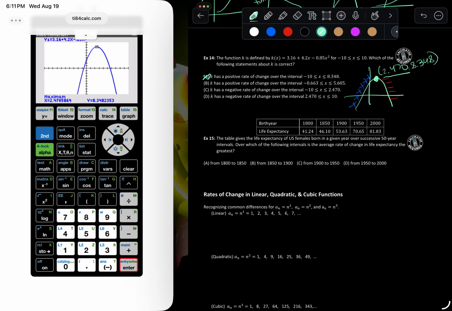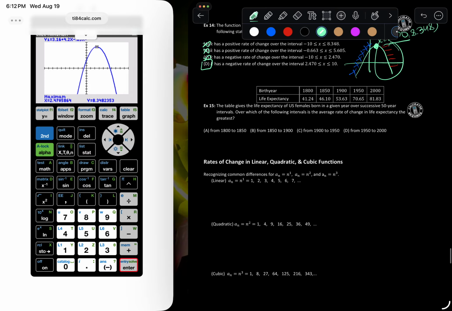K has a positive rate of change, which means it's increasing over the interval from negative 0.663 to 5.605. I don't even know where they got those numbers, but they are not correct. K has a negative rate of change over the interval from negative 10 to 2.470. The interval is correct, but it has a positive rate of change. Okay, so that means the answer is D. K has a negative rate of change over the interval from 2.470 to 10, which is correct. That's the right side of the graph.